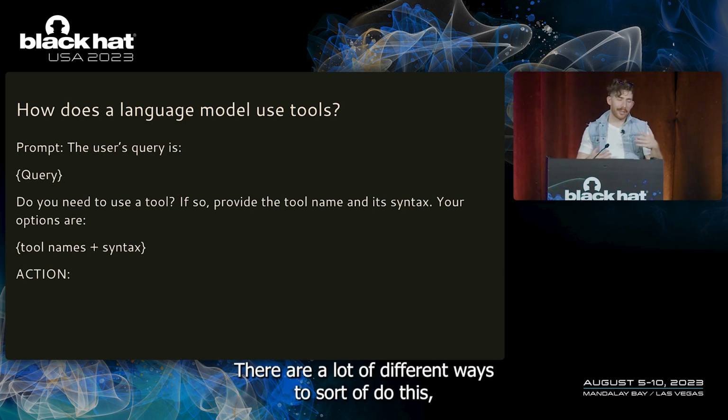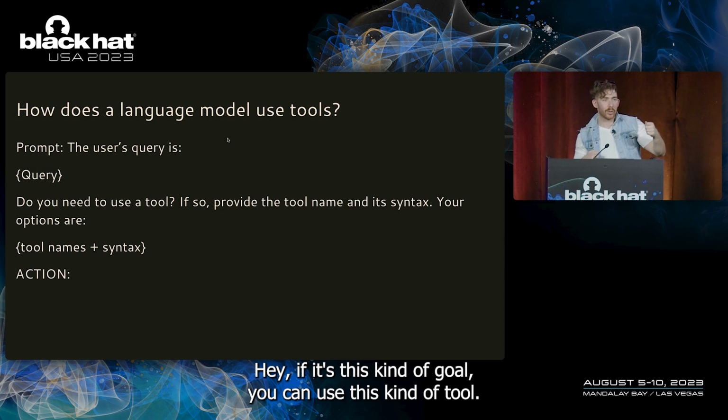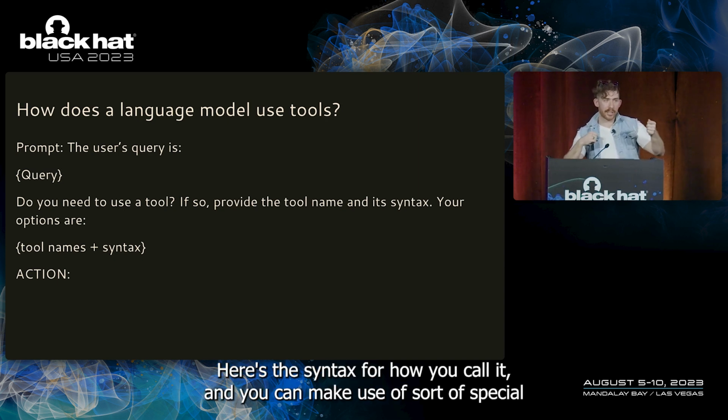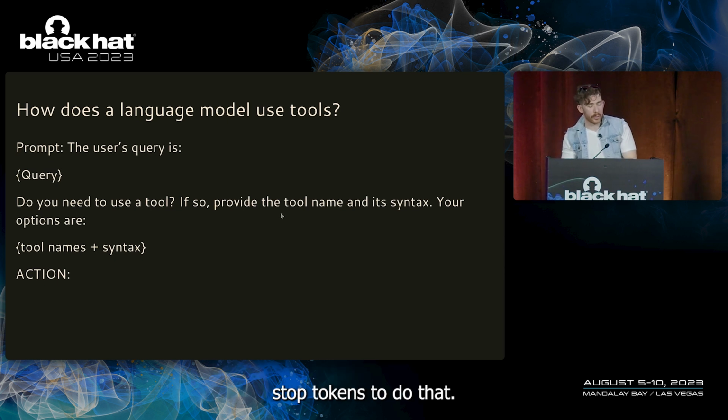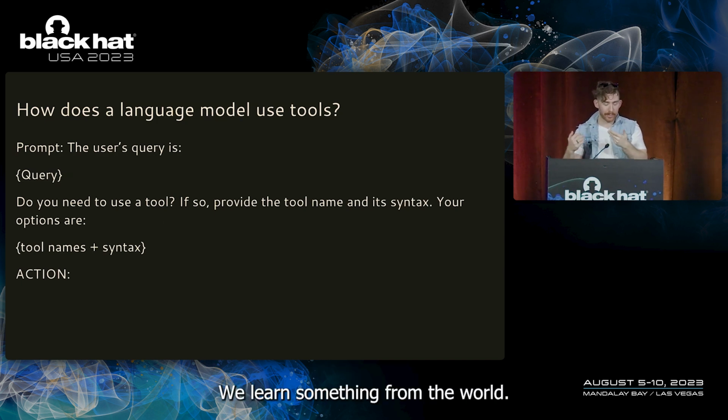There are a lot of different ways to do this, but in general, you're going to provide a few shot examples of, hey, if it's this kind of goal, you can use this kind of tool. Here's the syntax for how you call it. And you can make use of special stop tokens to do that. So if I show it, we do action, then observation, and we learn something from the world.